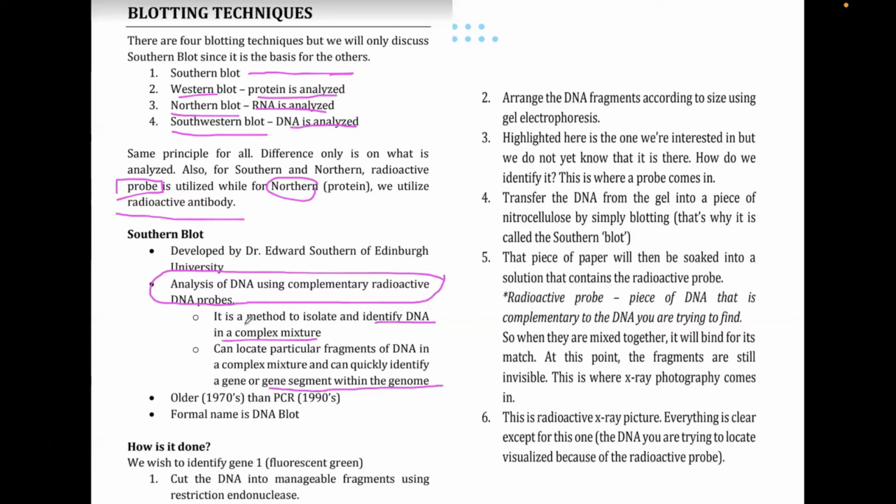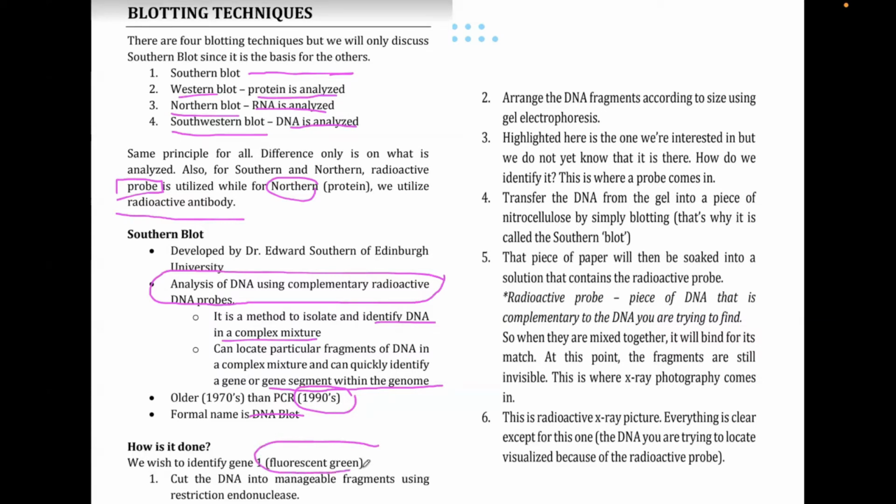Okay, it is older because it was developed noong 1970s pa, but the PCR was only developed during the 90s. And then the formal name of the technique that is being currently used is DNA blot. So how is it done? Anong mechanism of your southern blot? Number 1, we wish to identify the gene 1. We have the fluorescent green.